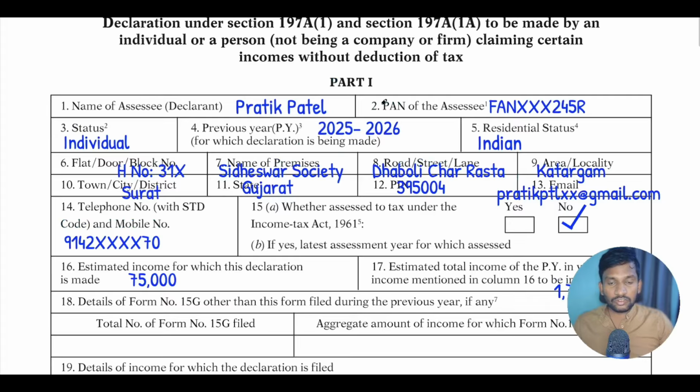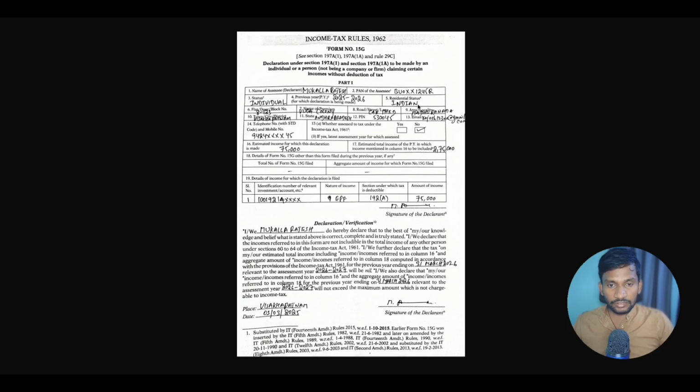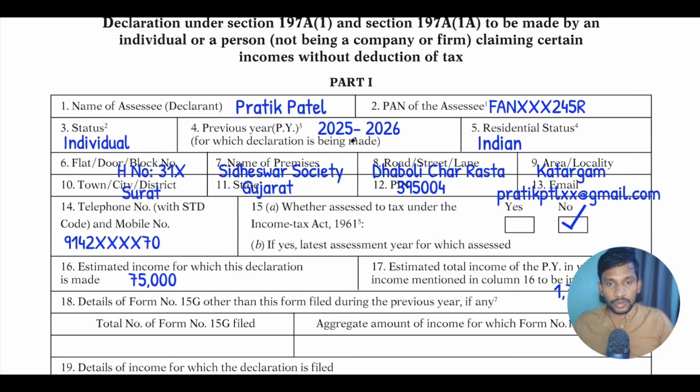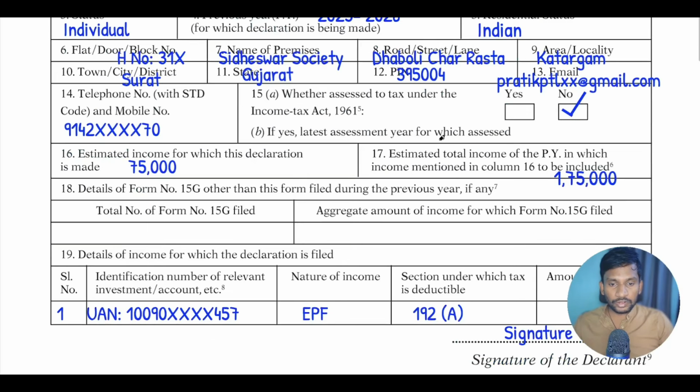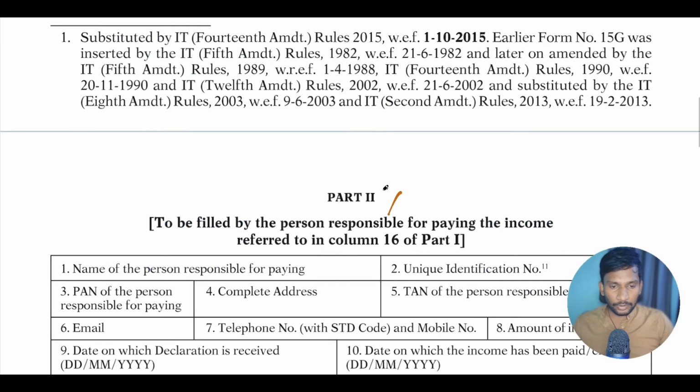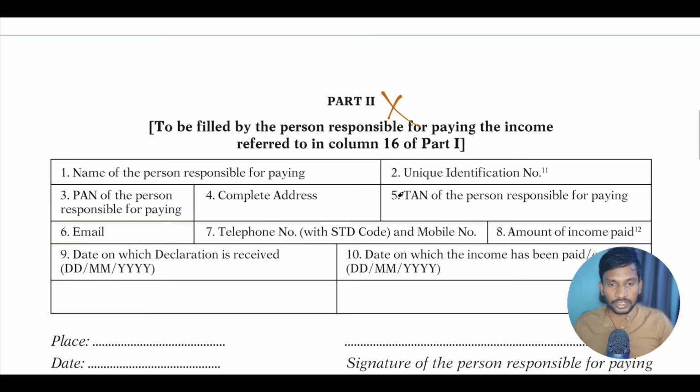Here I have filled this Form 15G in the Adobe Reader, but you have to fill it with your pen. Like this, you have to fill it with your pen, and after filling the Form 15G, you have to scan both part 1 and part 2 of Form 15G, and you have to upload while withdrawing your EPF amount. Remember, EPF member needs to fill only the part 1. There is no need to fill the part 2 because this part will be filled by the EPFO officer. But while uploading the Form 15G, you have to upload both part 1 and part 2. That means you have to upload 2 pages.